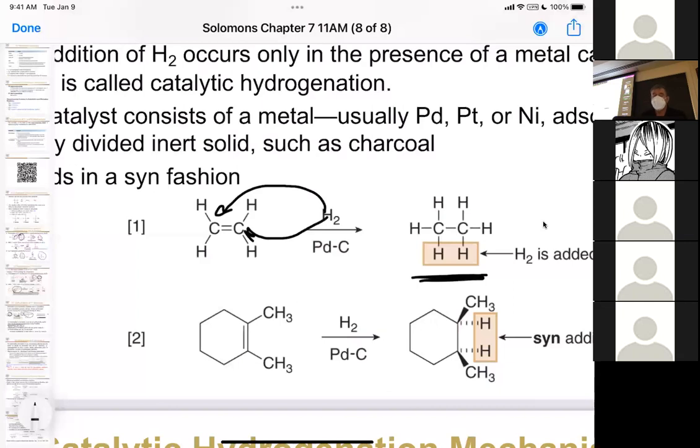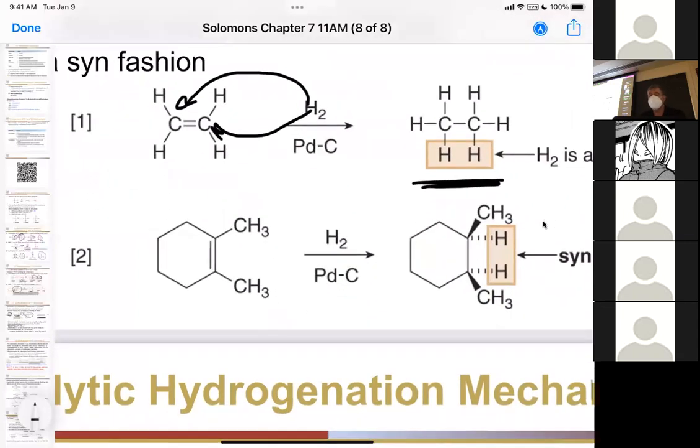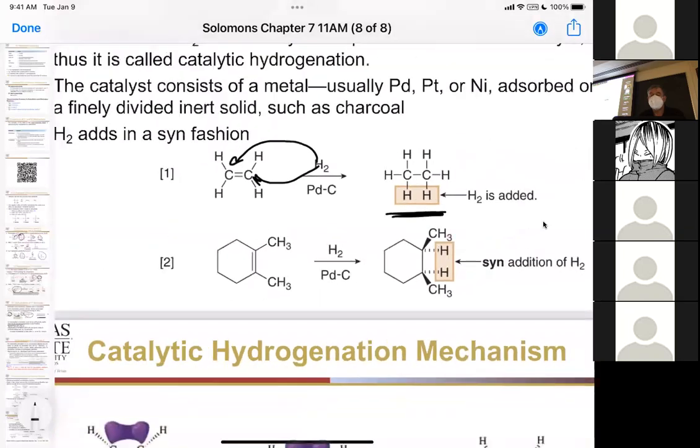But what I'm going to tell you now is that our hydrogens are on the surface of the metal. When our alkene comes down to do it, both hydrogens add from the same side. When both hydrogens add from the same side, we call that syn addition, same side addition. When they add from opposite sides, we call that anti-addition. So in this case, we're doing what we call a syn addition hydrogenation.